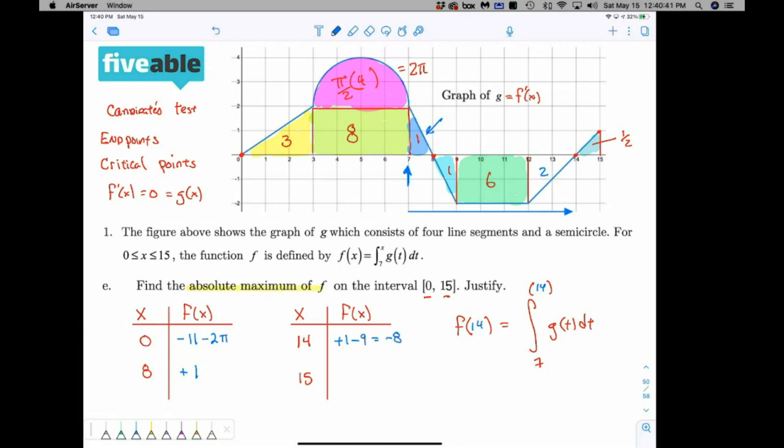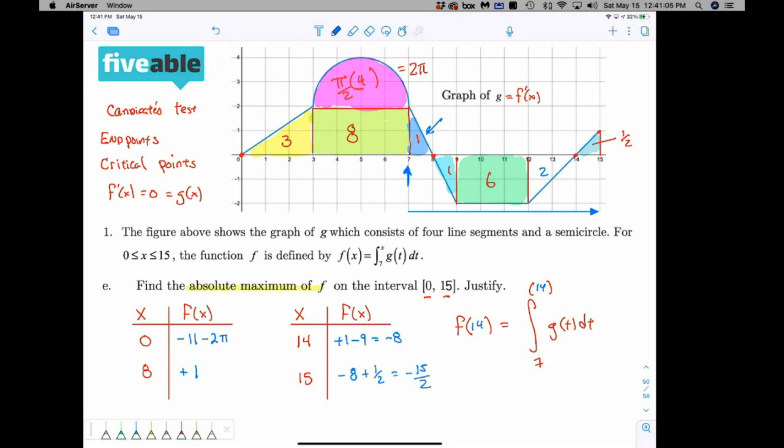All right. And then for the last one, all I'm going to do is start at the same place, 7, but I'm going to go all the way to 15. So all I'm really doing is just taking this and extending it one more shape. So I'm going to get the same answer I got before. I'm going to get all that negative 8 back, but I've got to add that last shape, which is plus 1/2. Okay, so it's going to be negative 8 plus 1/2. That's going to give me negative 15/2.